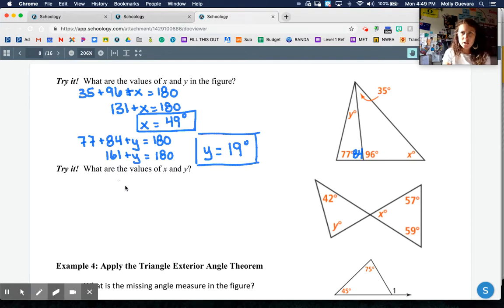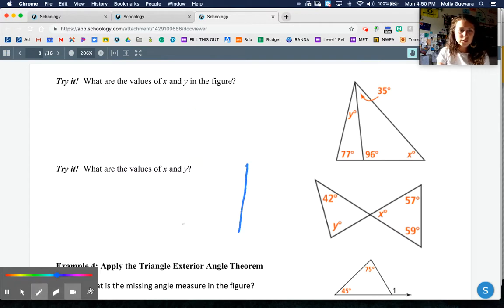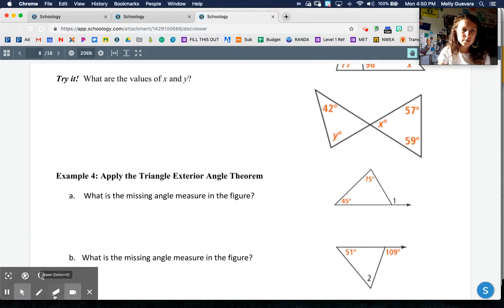Let's go ahead and try this one. If you haven't tried this one on your own yet, hit pause on the video, try it, and when you're ready, hit play. Okay, so let's look now at this one. What are the values of x and y? If you don't automatically see how to solve something, just start filling in information, okay?